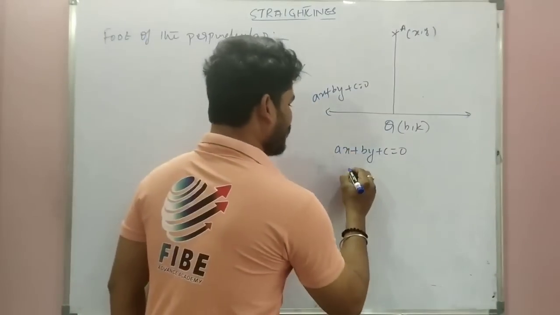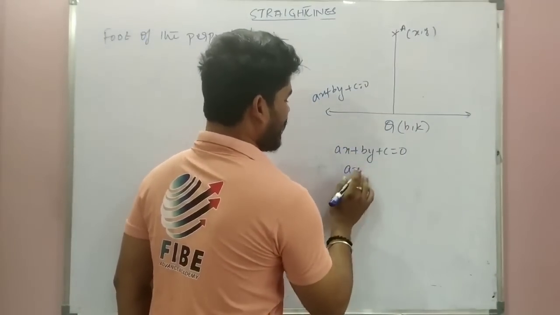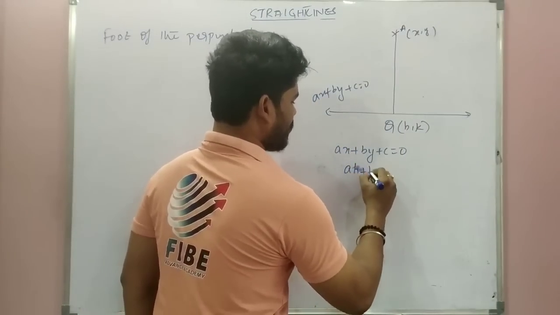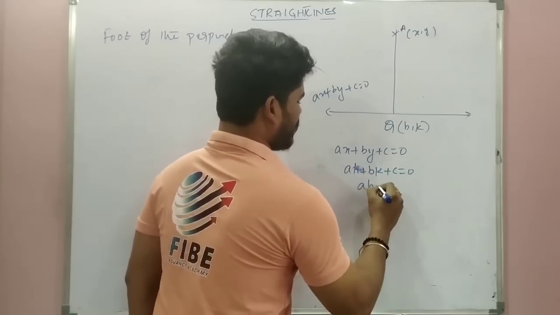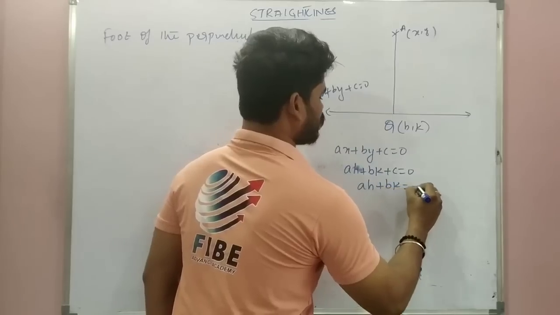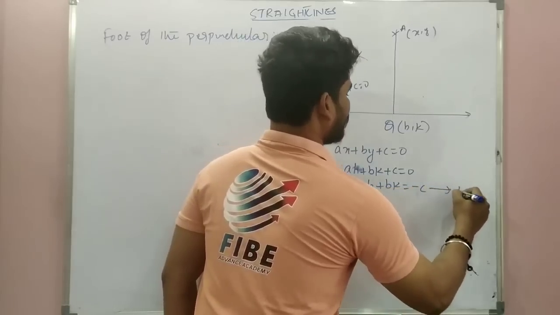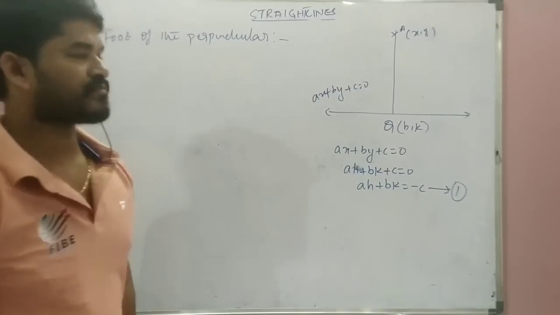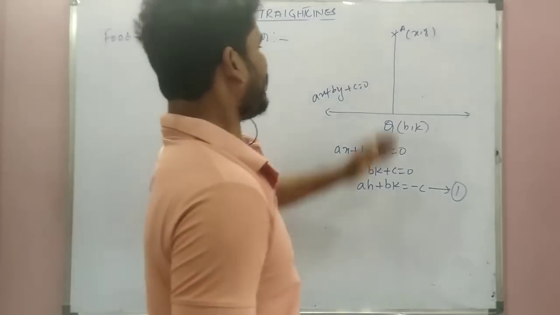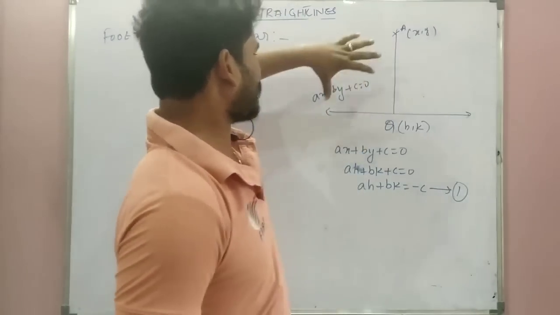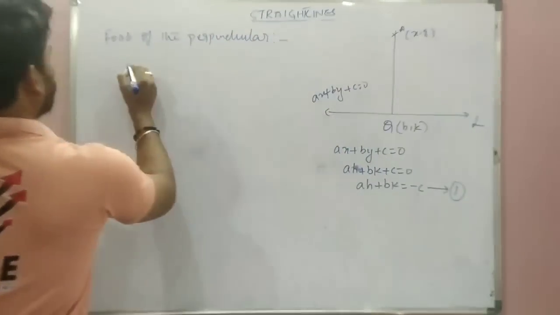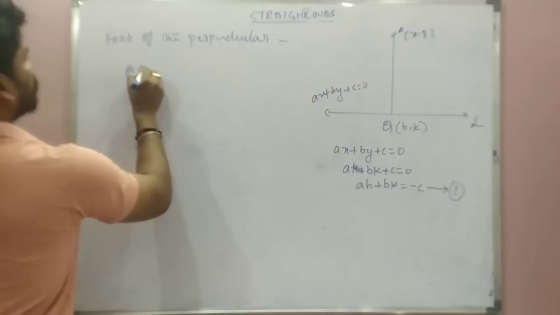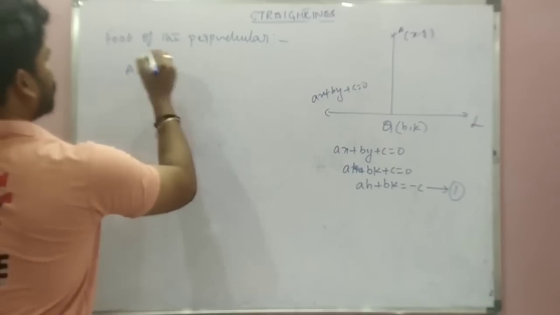That's why ah plus bk plus c equal to 0. Therefore, ah plus bk equal to minus c. This is equation 1, a condition. Next, here AQ is perpendicular to line L. Therefore, AQ is perpendicular to L.